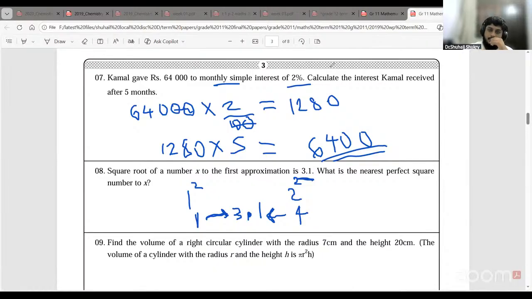Is it clear? They ask what is the closest one. The closest one is 1 or 4? 4, right? Why 4? Because from 1 to 3.1, you have to travel a difference of 2.1. But from 3.1 to 4, what is the difference? 0.9. So that's the difference here.